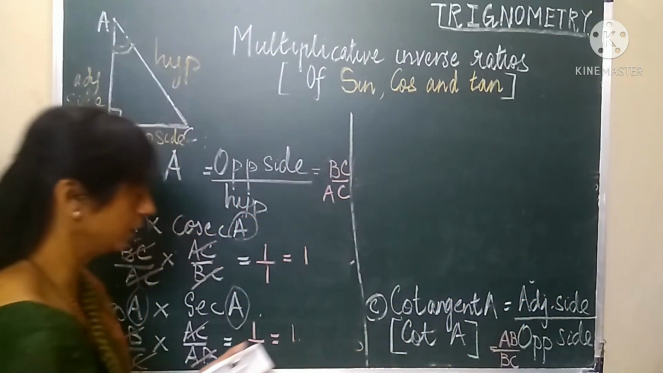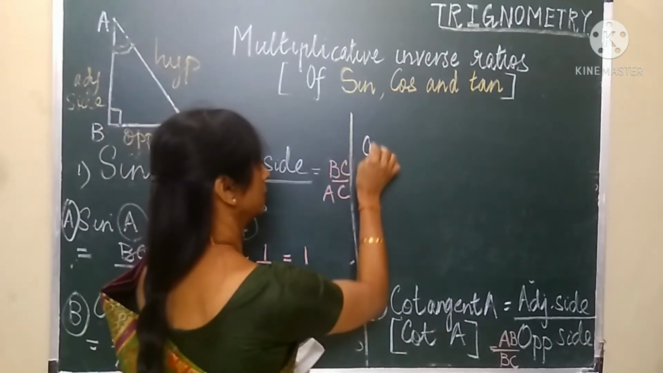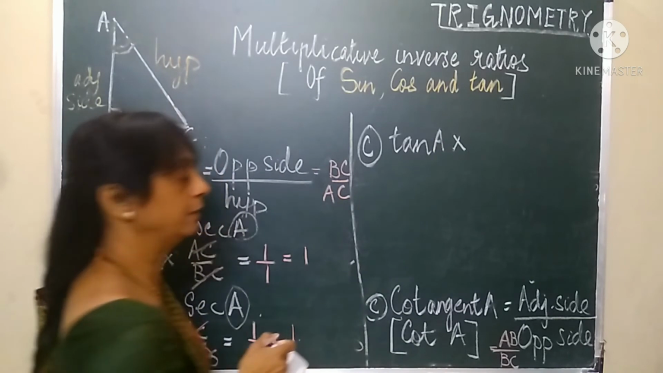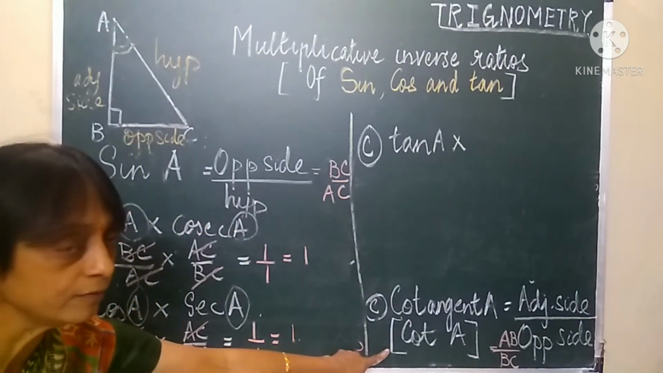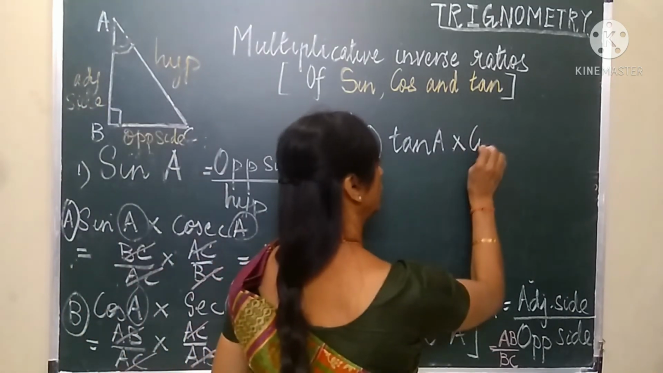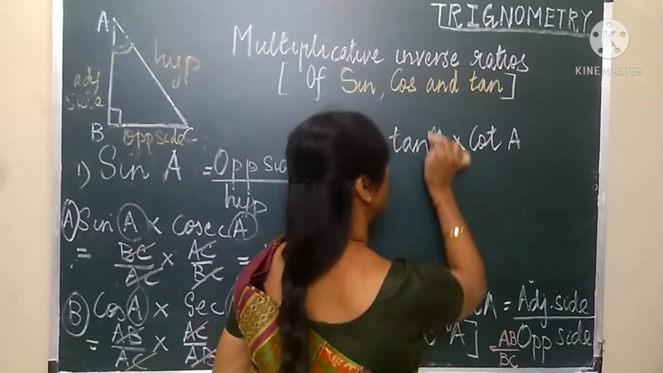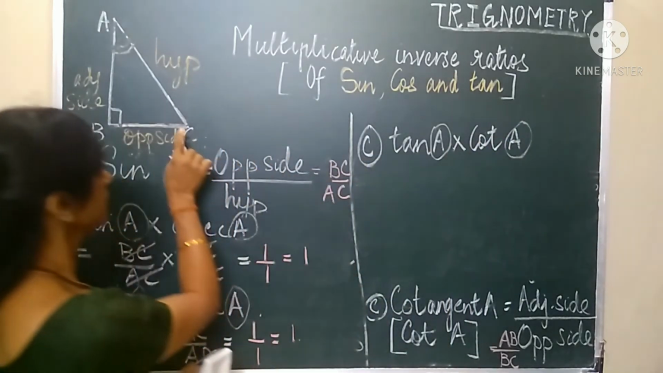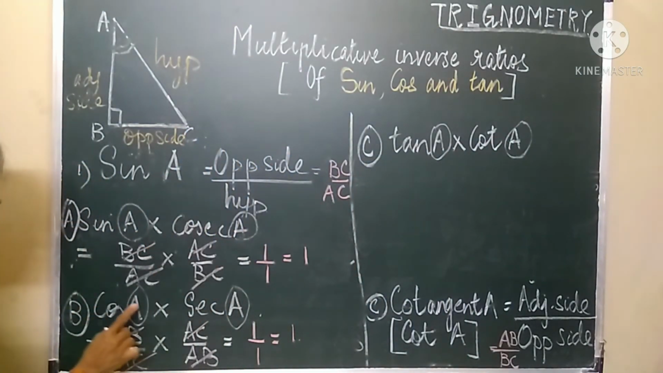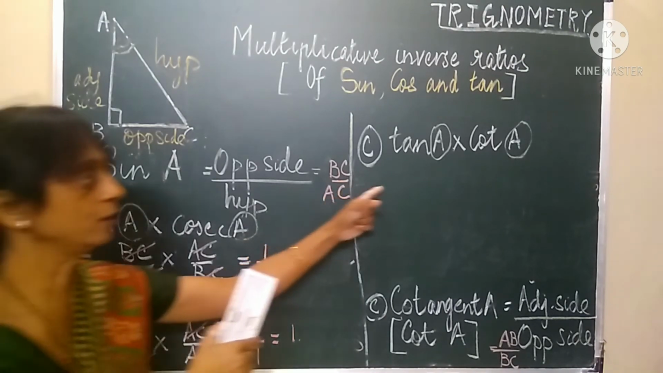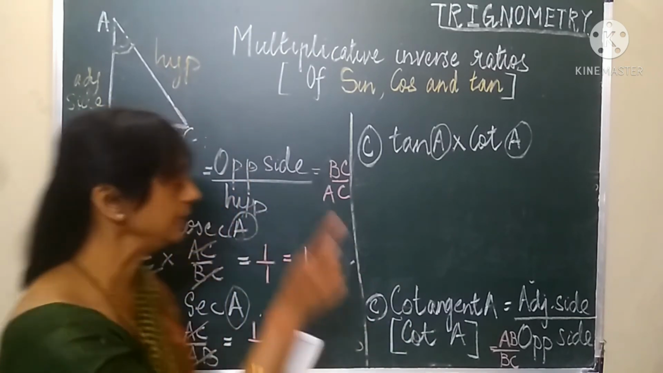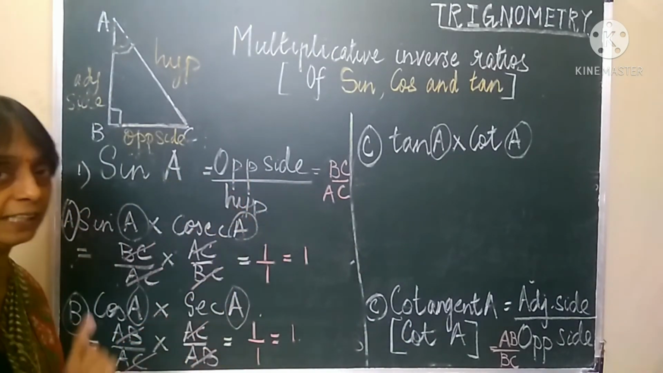So let's find out the third one. Tan of angle A multiplied by its inverse. Who is its inverse? Either you write cotangent or you can just write cot. Of which angle? The same acute angle A. If you are considering C, it will be sine of C into cosec of C, cos of C into sec of C, tan of C into cot of C. So we are dealing with the same acute angle and then taking the product and finding the answer.